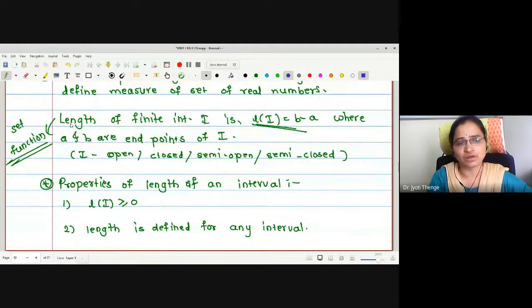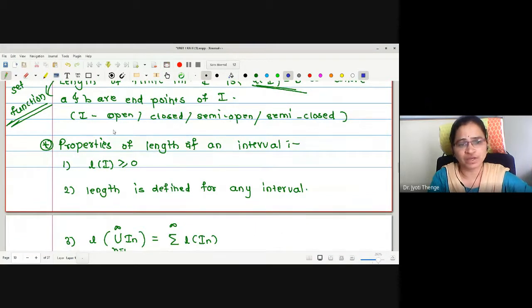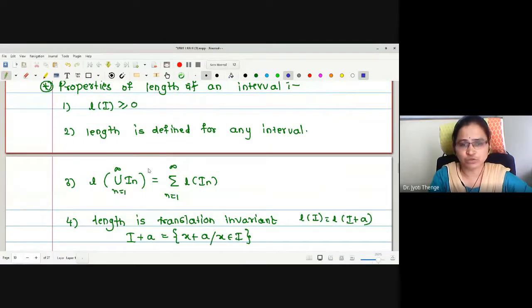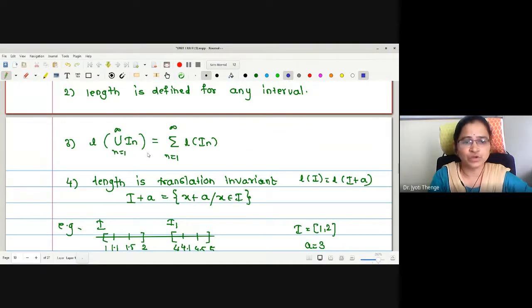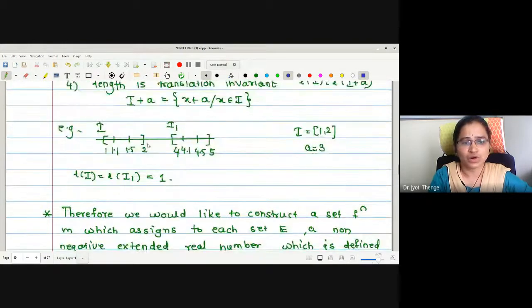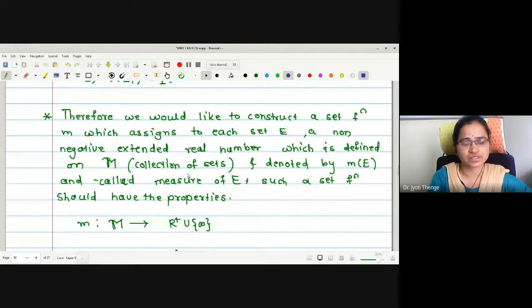We know the property of finding the length of a finite interval. How we find the length of any interval is b minus a, where a and b are the endpoints. Now this interval may be of any type: open interval, closed interval, semi-open, semi-closed. With this, what are the properties carried by the length of an interval? First, length should be non-negative. Second, length is defined for any interval. Length of a union of intervals is the summation of the lengths of the corresponding intervals. Length is translation invariant, right? What translation invariant means, we have discussed already.